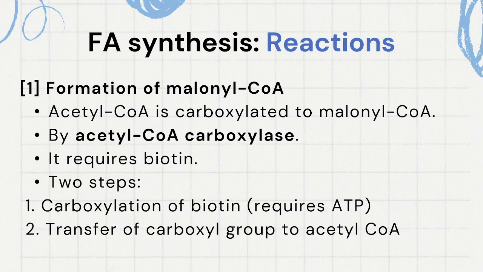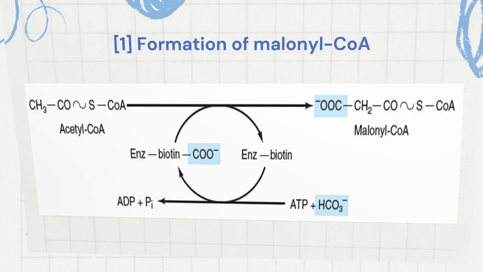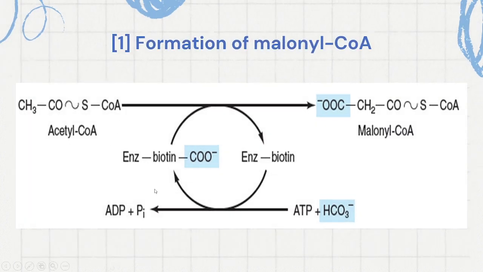The first reaction in fatty acid synthesis is formation of malonyl-CoA. This is a two-step reaction. First, the biotin part of the enzyme is carboxylated, and the source of the carboxyl group is bicarbonate. ATP is needed for energy. Then the carboxyl group will be moved by transcarboxylase from the enzyme to acetyl-CoA to form malonyl-CoA, which is a 3-carbon atom compound.